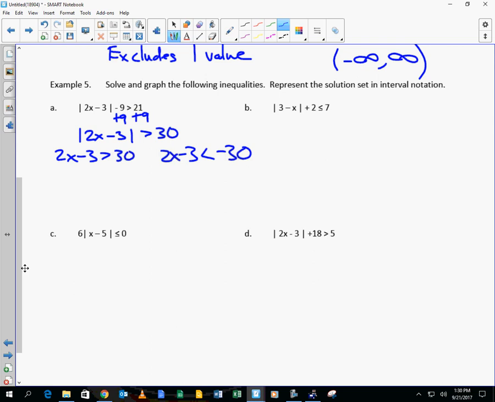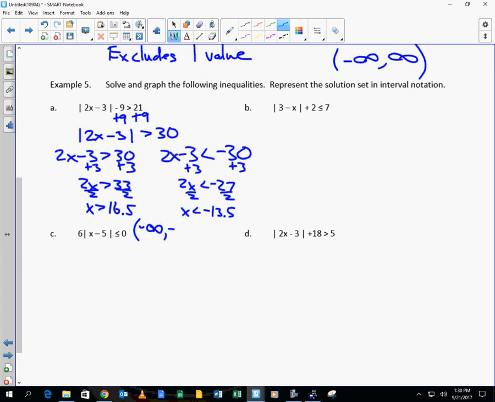Greater than. So we add the 3: 2x greater than 33, x greater than 16.5. Told me it was a disjunction: x less than negative 13.5, so that's from negative infinity to negative 13.5, union with 16.5 to infinity.